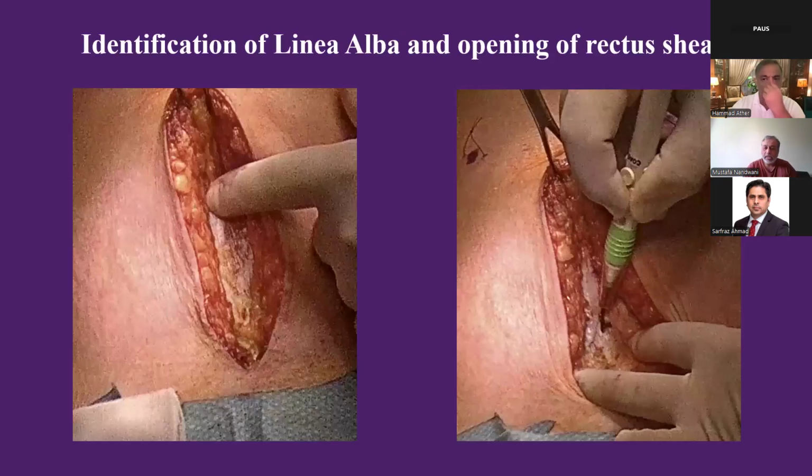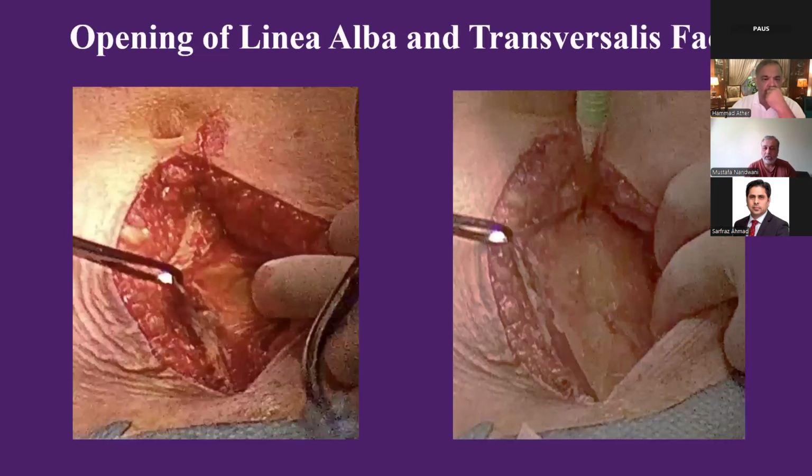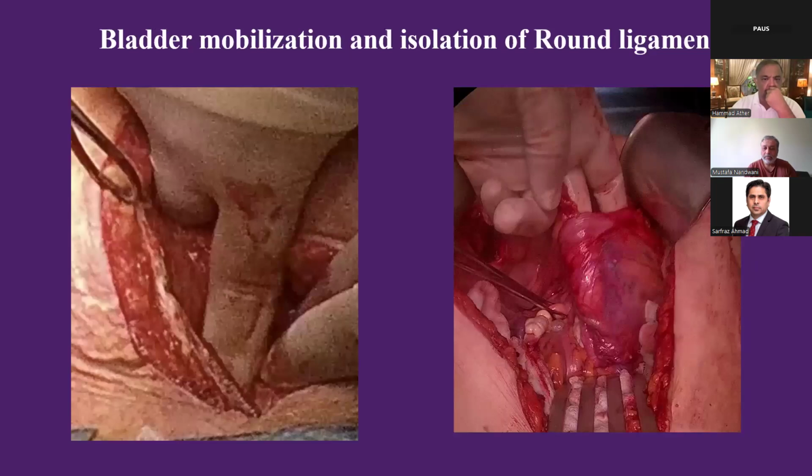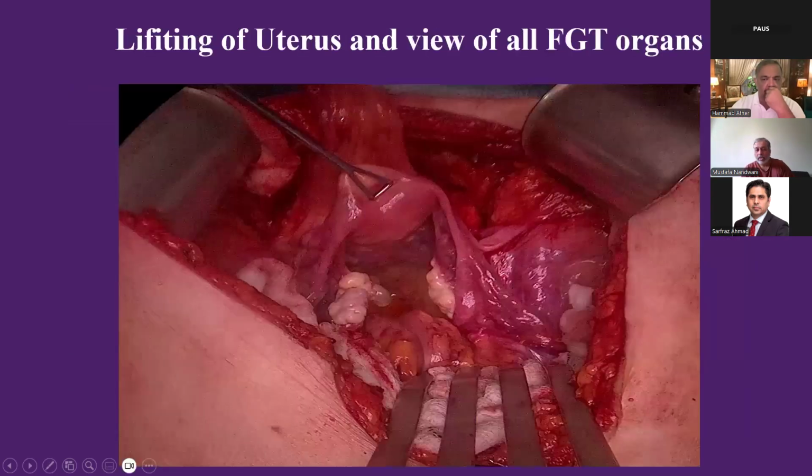This is the same thing as identification. This is no different. Same thing up till the urachus. But on the right side, if you see, in this region, this is the round ligament. So that's the round ligament. These are the ovaries, etc. So once you have opened the peritoneum, etc.